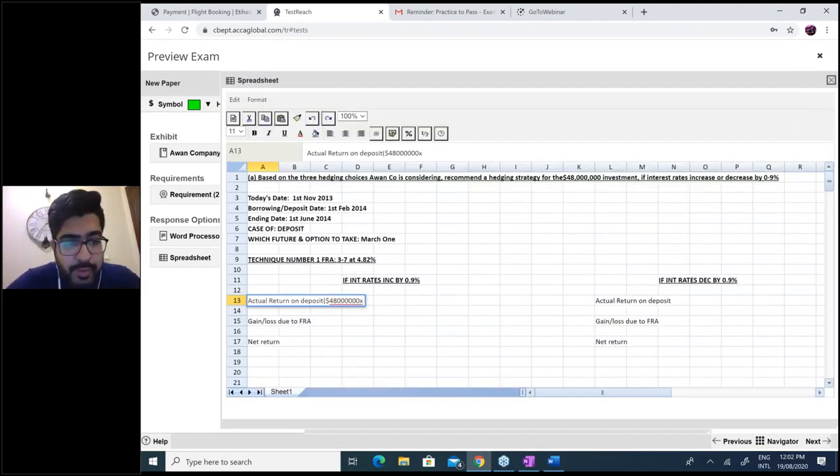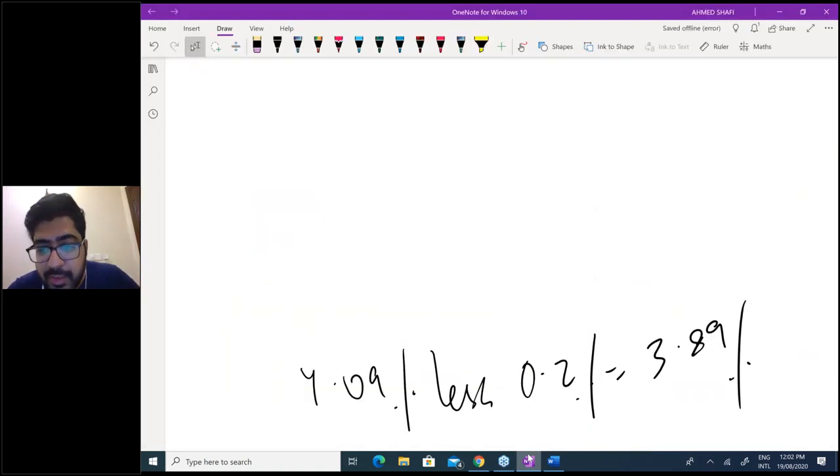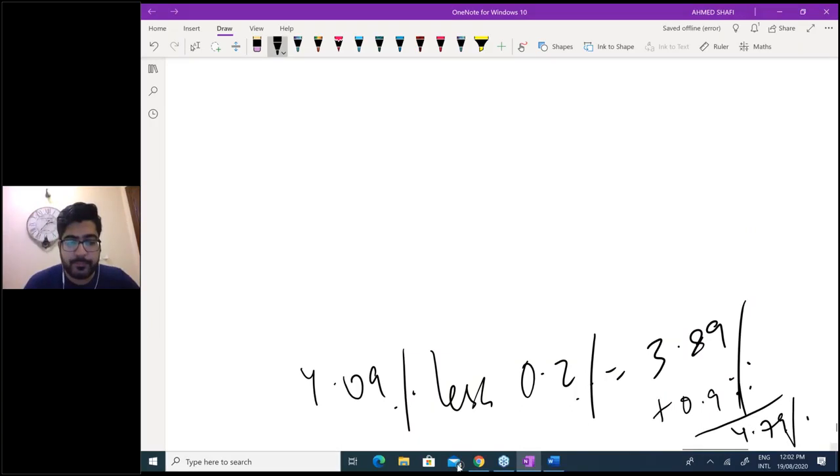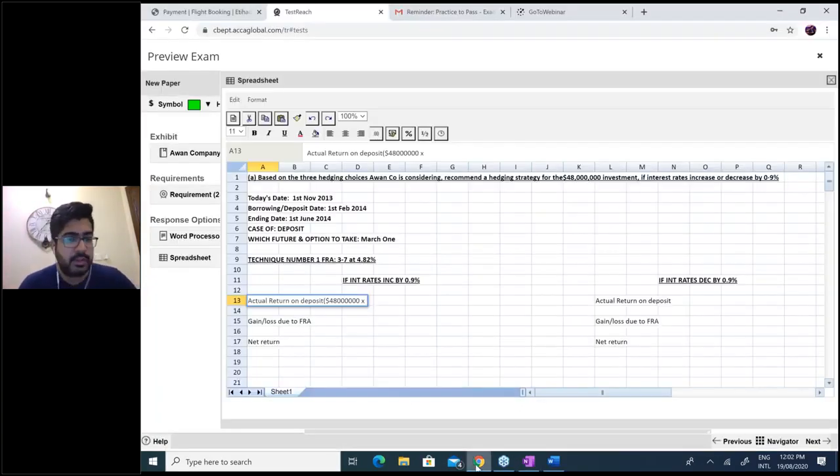The actual term deposit amount is 48 million. The actual rate of interest at which you can deposit is 3.89%. But pay attention, you are doing the case where the interest rate increased by 0.9. You can deposit at 3.89, but if the interest rate increased by 0.9%, your deposit rate would be 4.79. You can deposit at the interbank rate 4.09 less 20 basis points, 0.2%, which is 3.89. But if rates increase by 0.9, you can deposit at 4.79%.